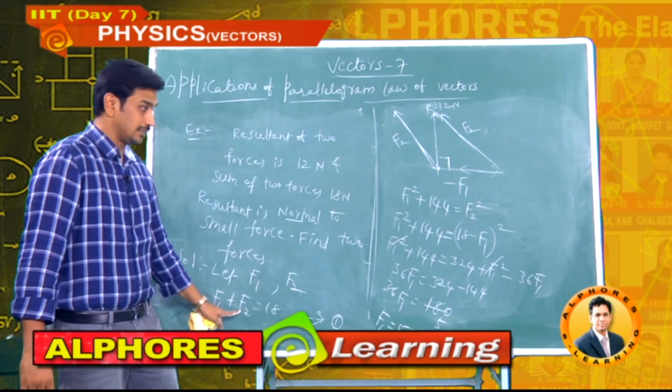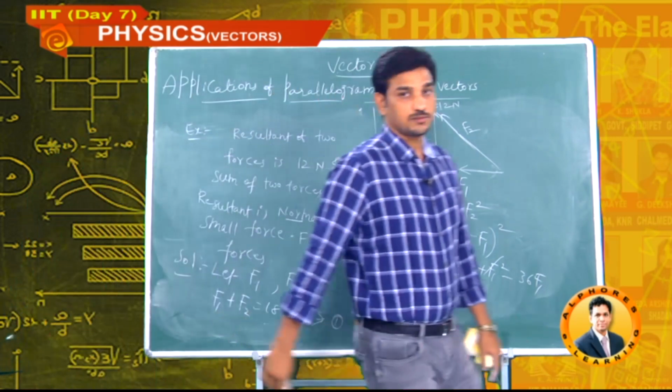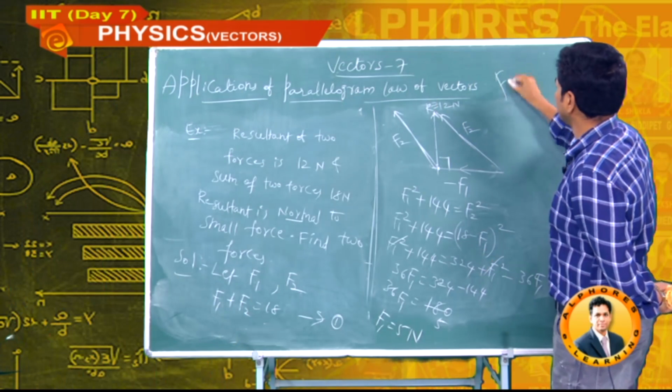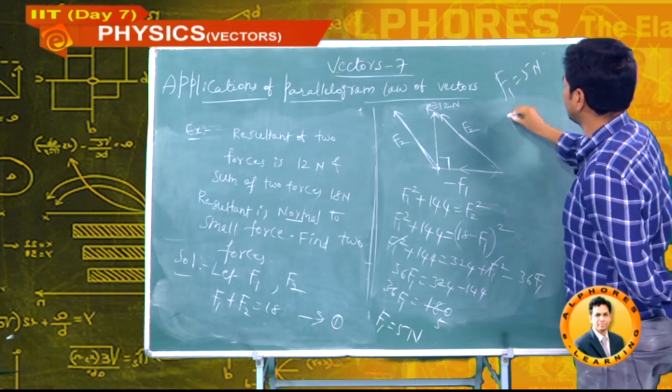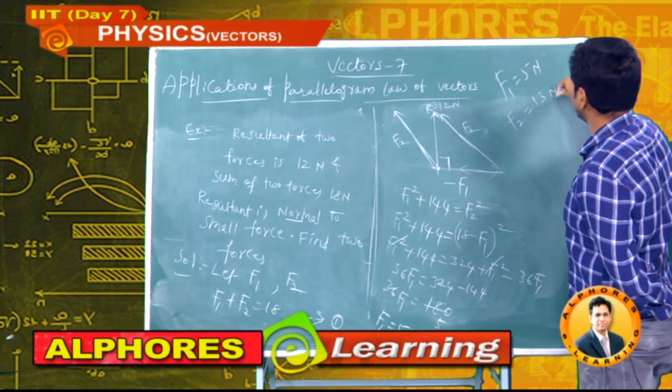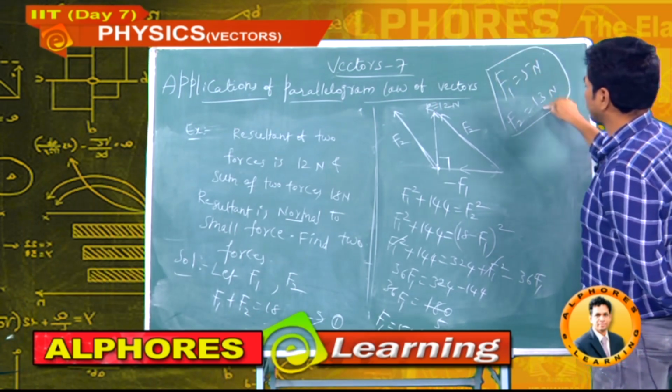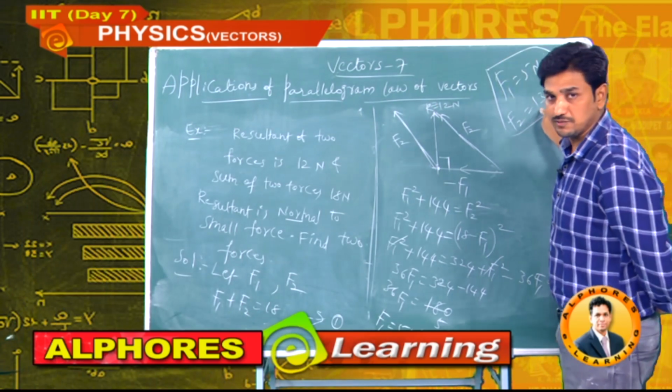F2 value is 13. Now what are the two values? F1 is the smaller one, 5 newtons. F2 is 13 newtons. Now what is the sum of these two? 18, according to the given question.